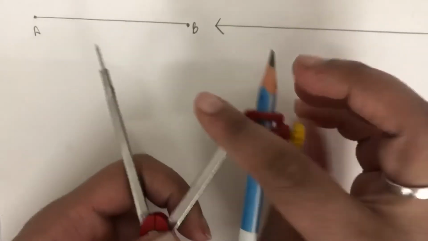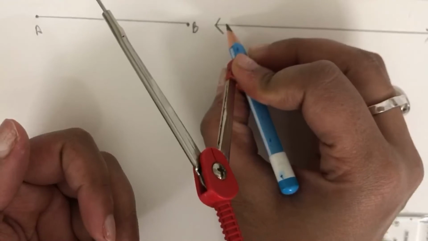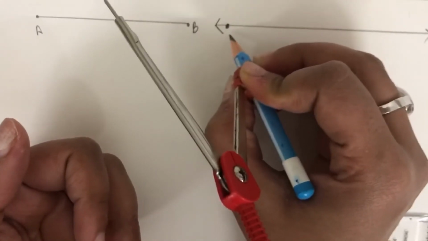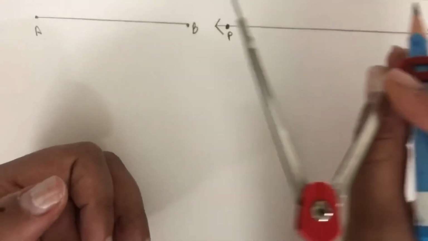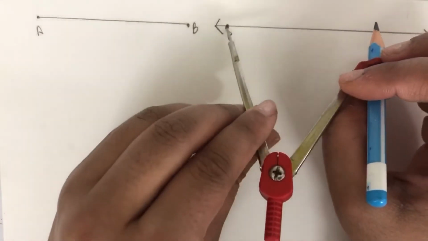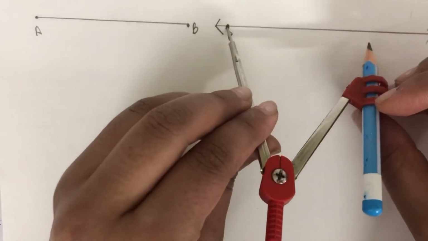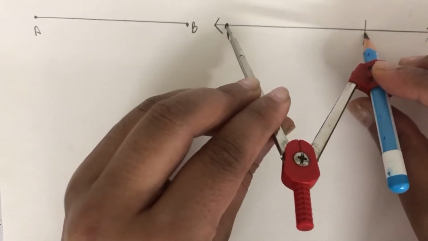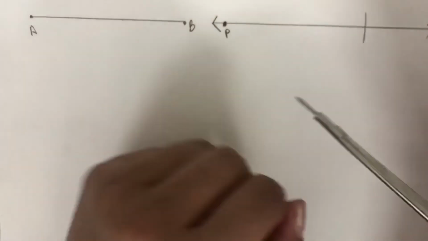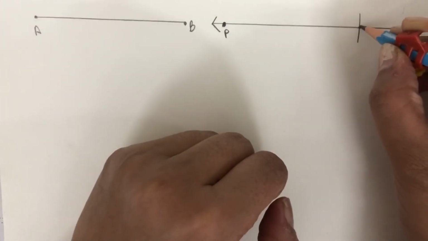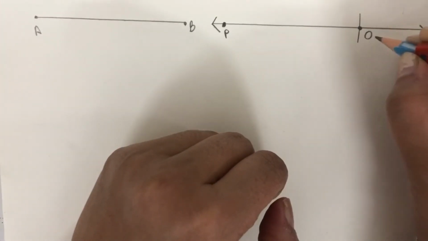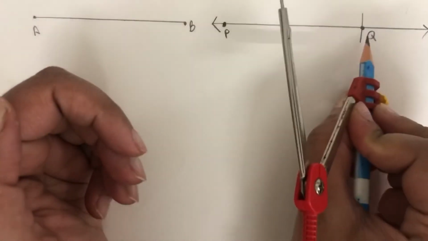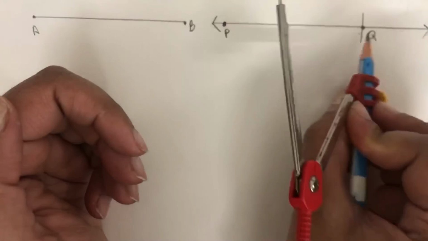Now what you will do, you will take any point on this line. Let's say I'm taking this point. This point is P. Now you will keep the pointer here on P. Draw an arc on this point. This is the arc and this is the point Q. So you have made a line segment PQ without measuring.